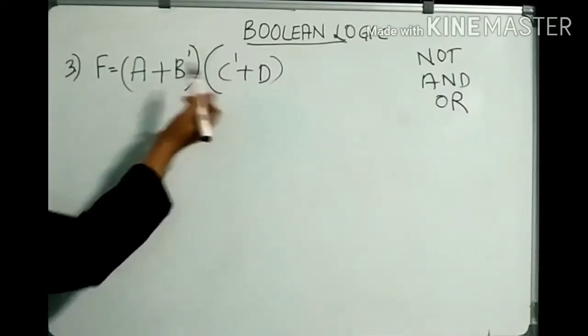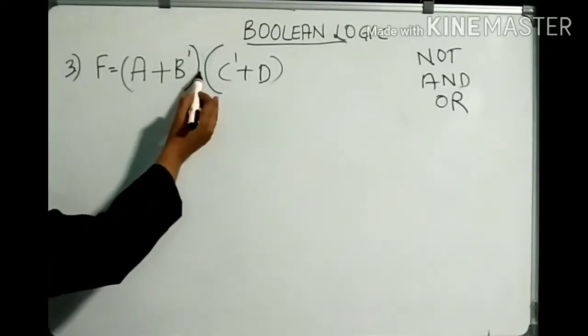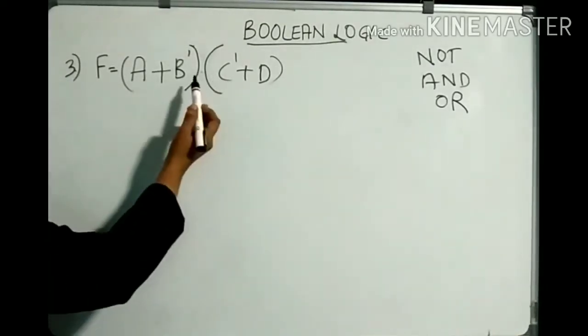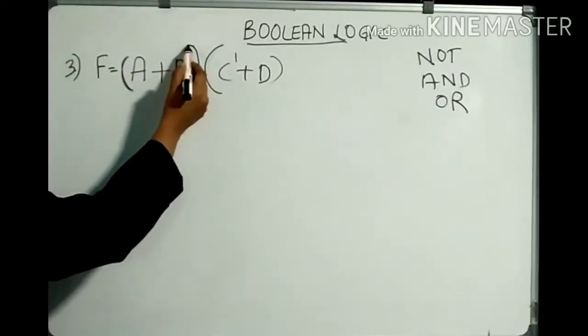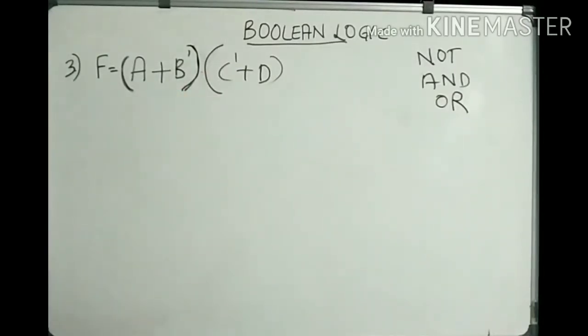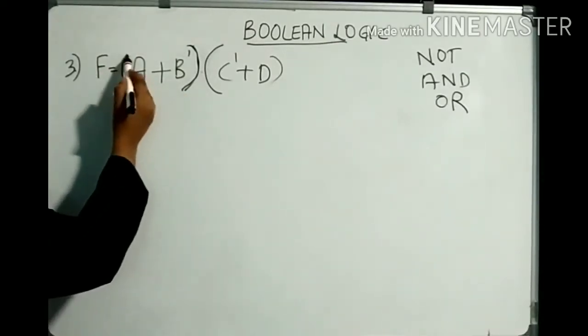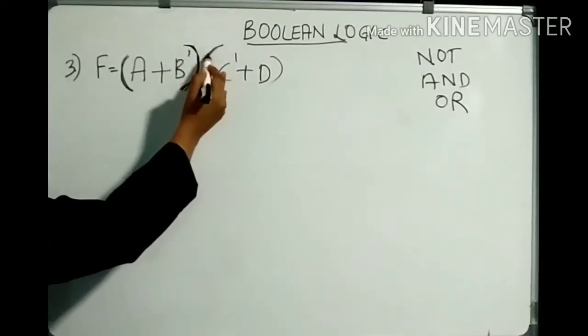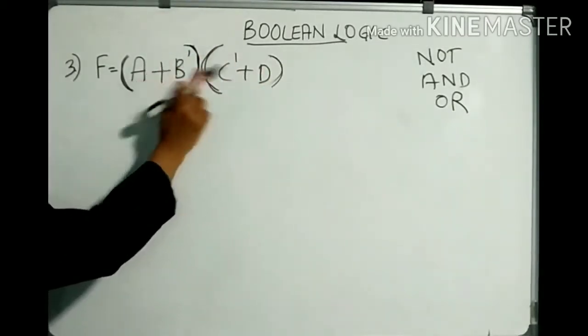These are getting ANDed. So according to priority, we may think that we have to perform this thing first. But there is a catch: we are given a bracket here. Whatever happens, if there is a bracket, we have to first solve the bracket and then go to NOT, AND and OR. So this one we have to finish and this one we have to finish, and after that we have to perform AND between these two things.